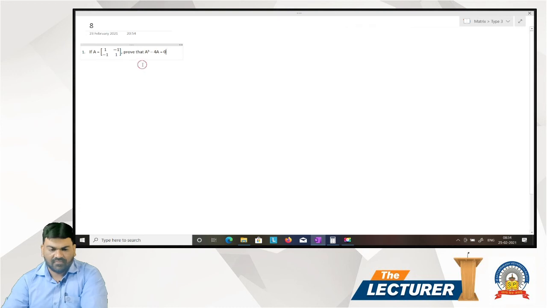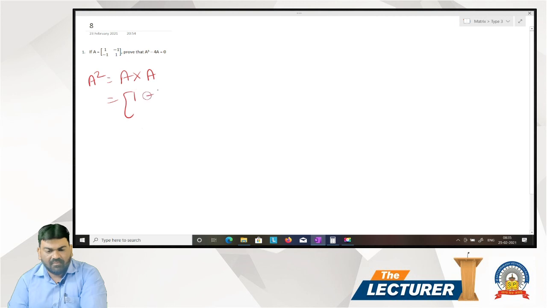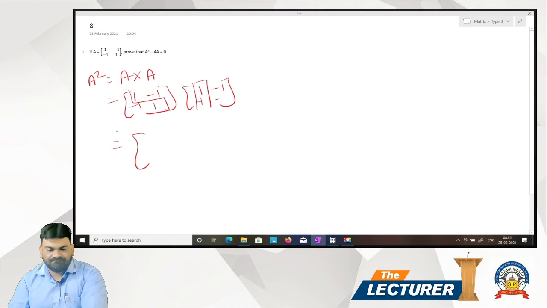Example number 8. Prove that A cube minus 4A is equal to 0. So first we have to find out A square. A square, A multiplied by A. 1 minus 1, minus 1 1. 1 minus 1, minus 1 1. Row column. 1 multiplied by 1, 1. Minus 1 multiplied by minus 1, plus 1. 1 multiplied by minus 1, minus 1.